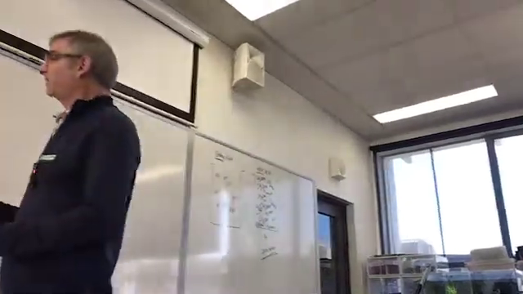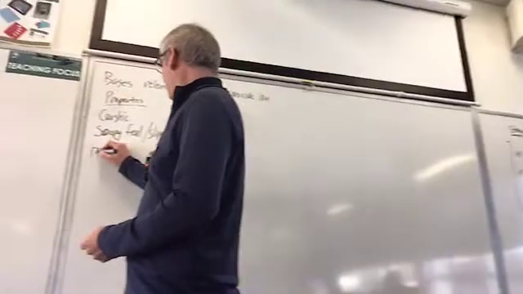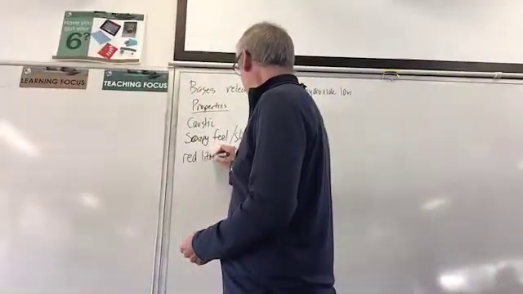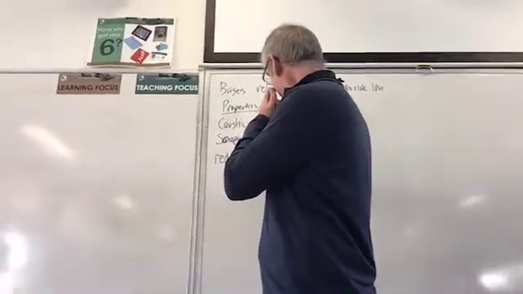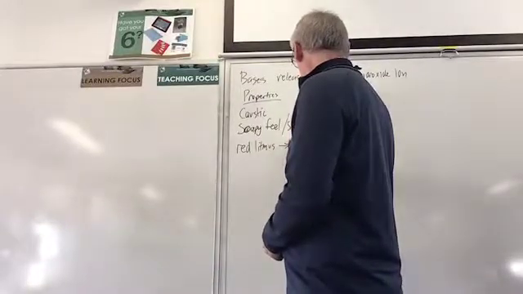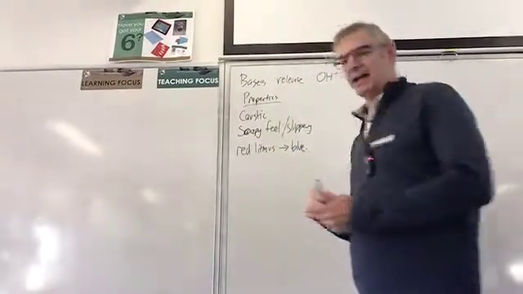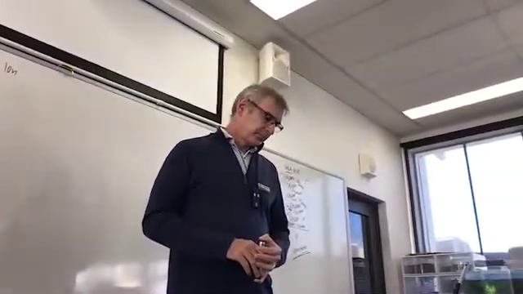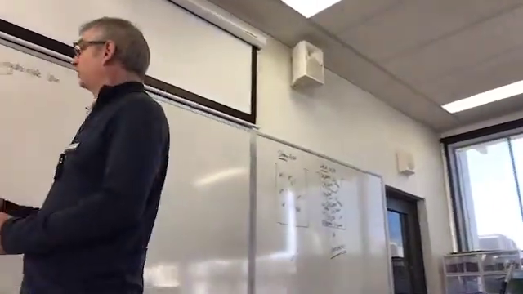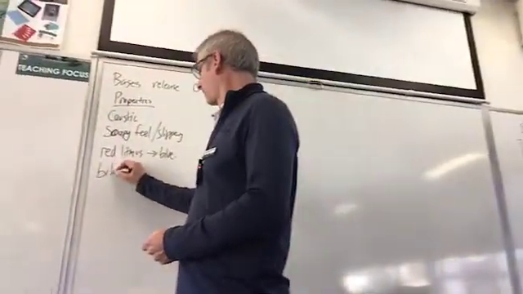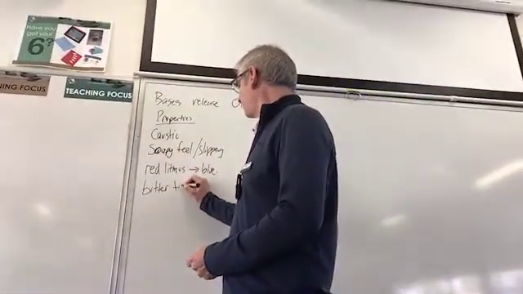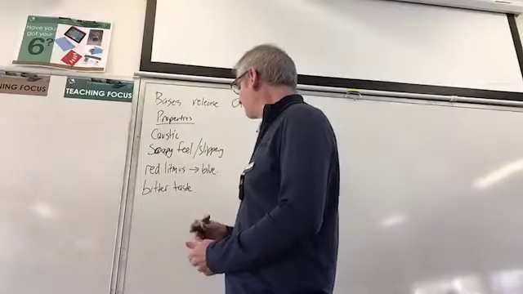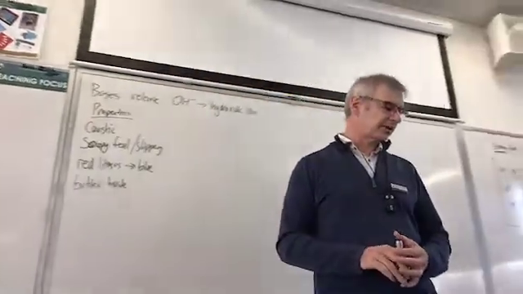They turn red litmus paper blue. And we'll talk about what litmus paper is at some point. Red litmus paper turns blue. So that's an indicator that you've got a base. They have a bitter taste to them. So they're bitter rather than sour like acids are.